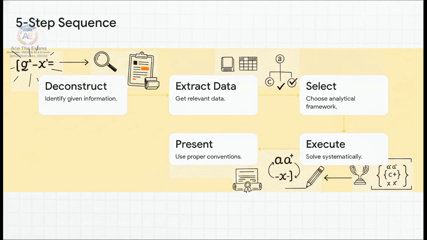And your link connects your final answer right back to the original command word. Step 4, execute systematically with incredibly clear notation. Show every bit of your working. And finally, Step 5, present your findings correctly. Use the proper headings, the correct terminology, and clear annotations. By strictly following these exact conventions, you are essentially forcing the examiner to give you those vital method marks because you're laying out your systematic processing step by step.